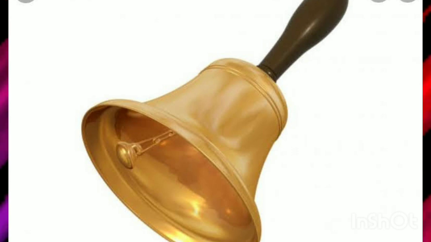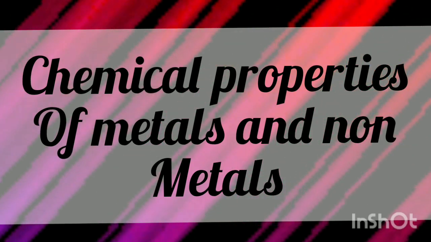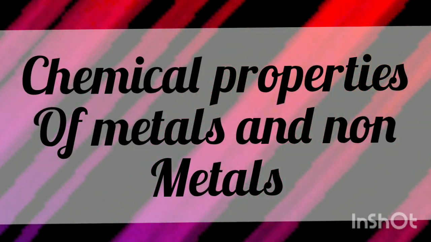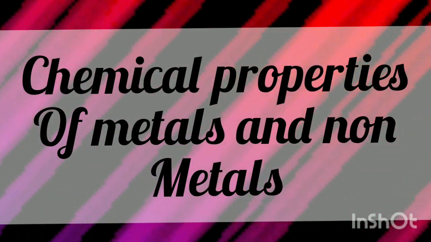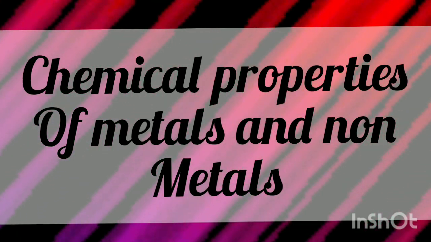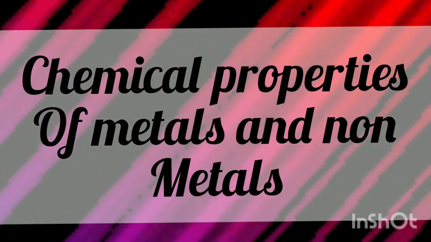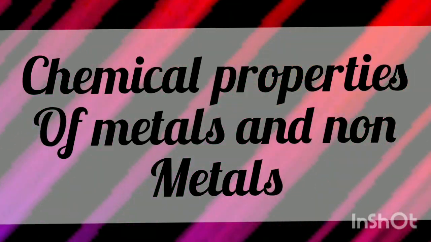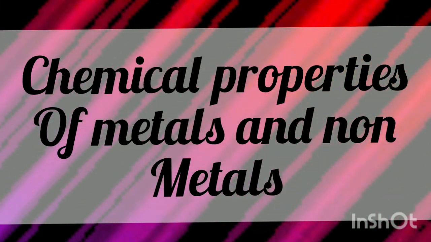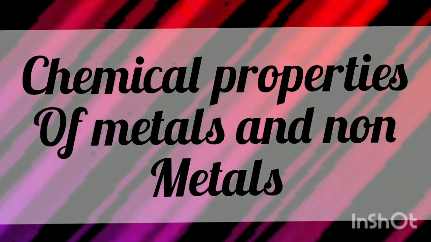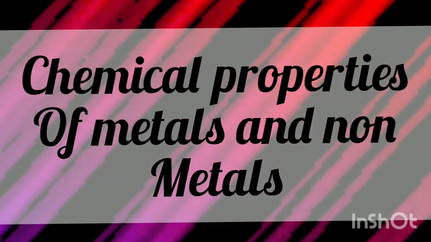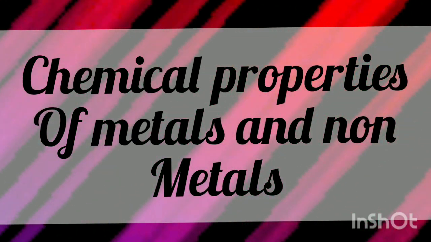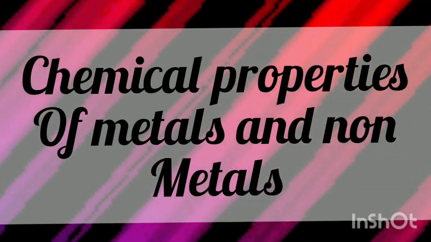Now, shall we revise the chemical properties of metals and non-metals, students? The chemical properties are divided into 5 categories, that is, reaction with oxygen, reaction with water, reaction with acid, reaction with bases, and displacement reaction. Today, we are going to revise only reaction with oxygen and reaction with water. How do metals react with oxygen?